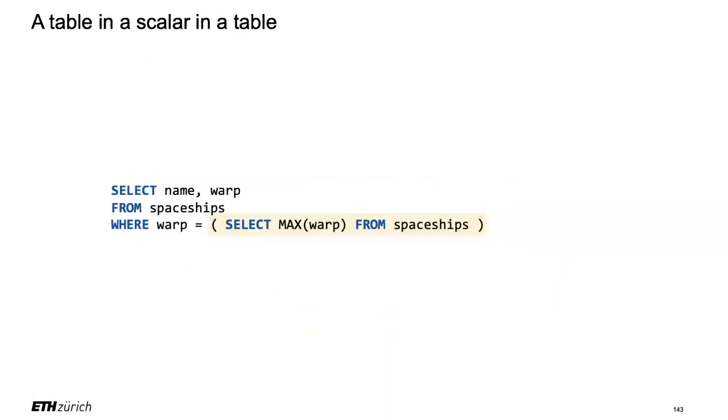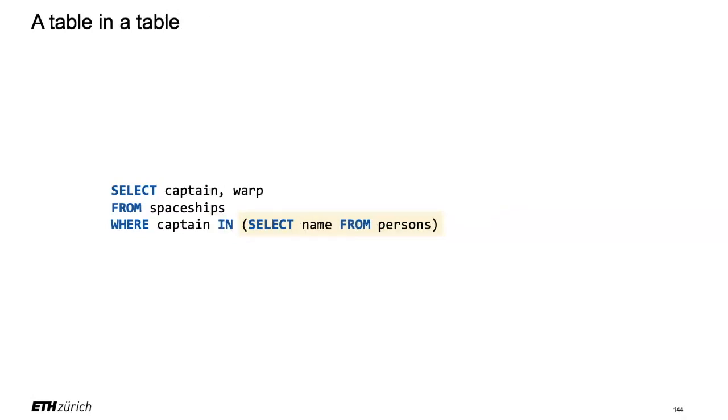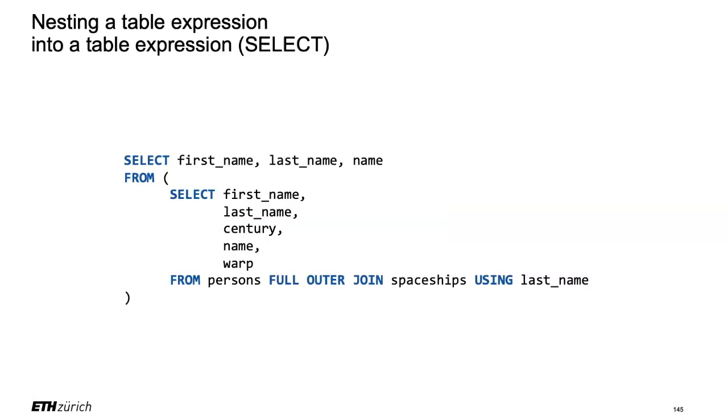All right. I can also do things like this, where I have here an inside query that returns a table with one column. So here I have multiple records, but only one column, and I can test for whether it is in there or not. So here I'm retaining the spaceships for which the captain is in that column. So select name from persons is a list of names. And then I say where captain is in that list of names, right? So it's true if it's in the list, false if it's not in the list. That's also a common use case to do this.